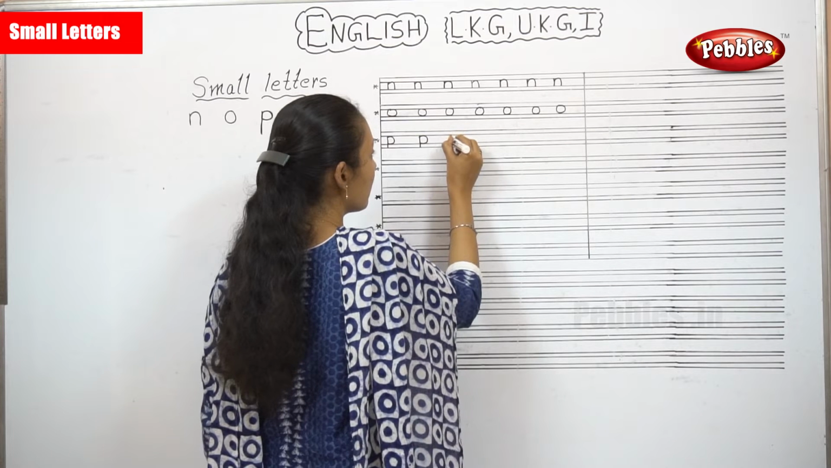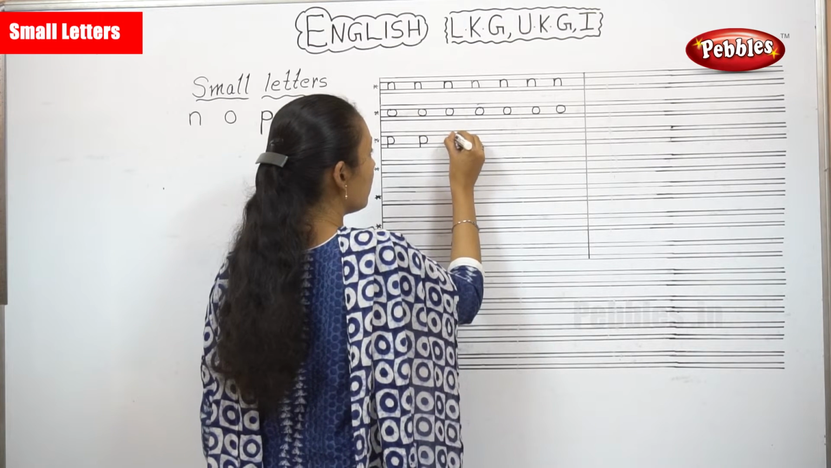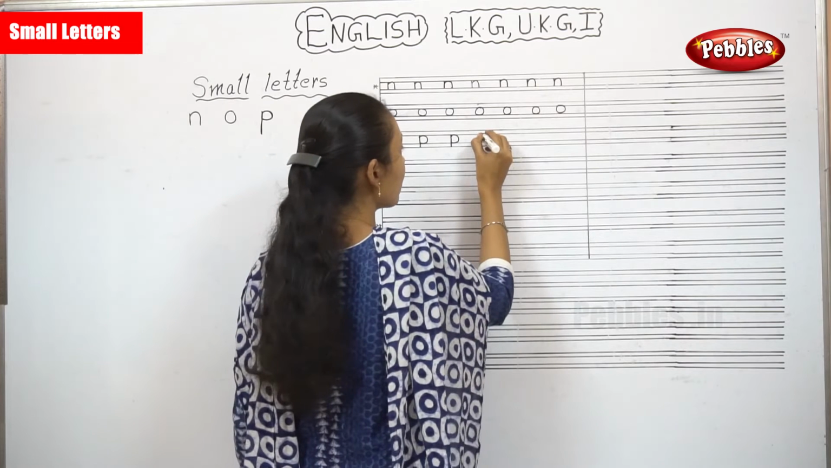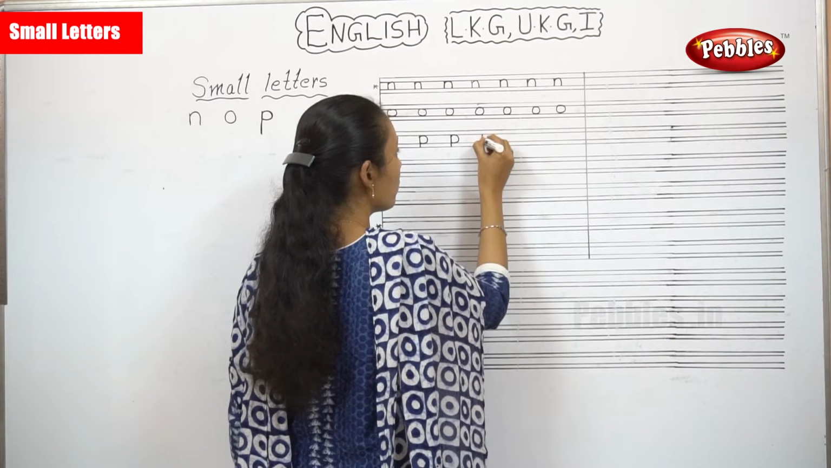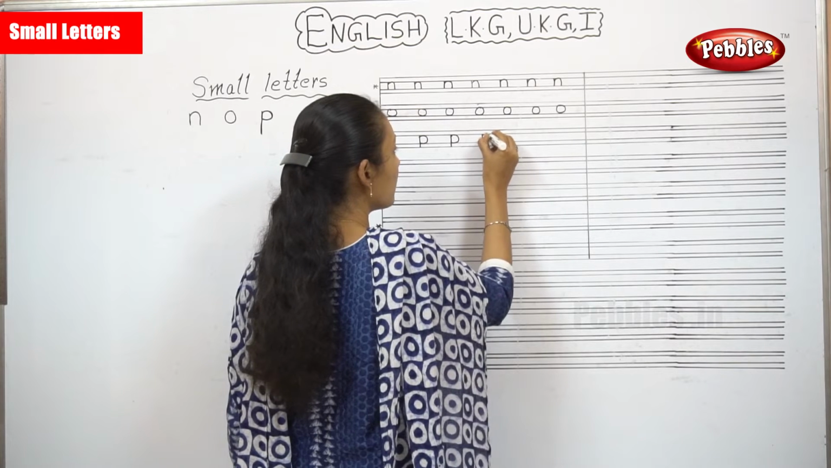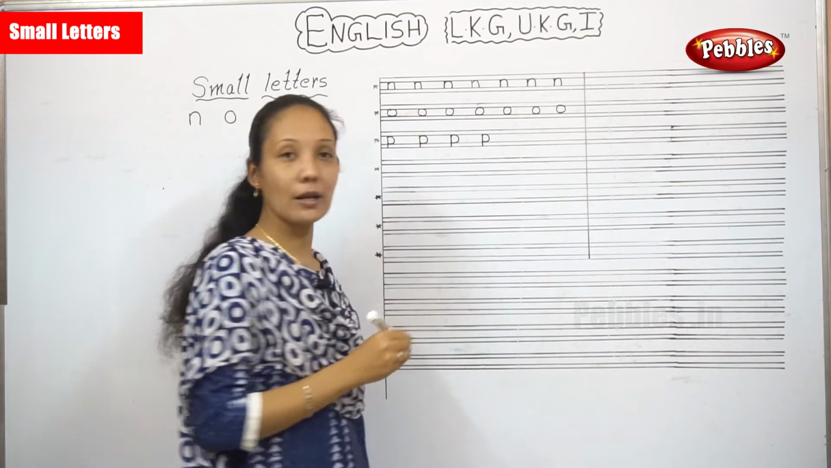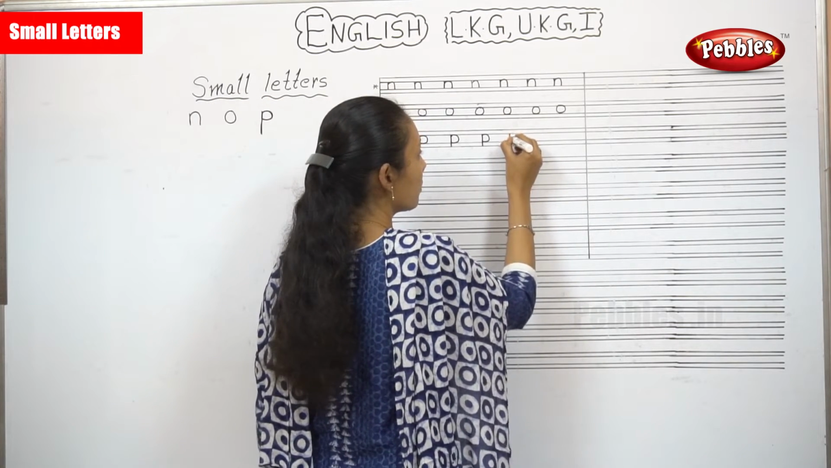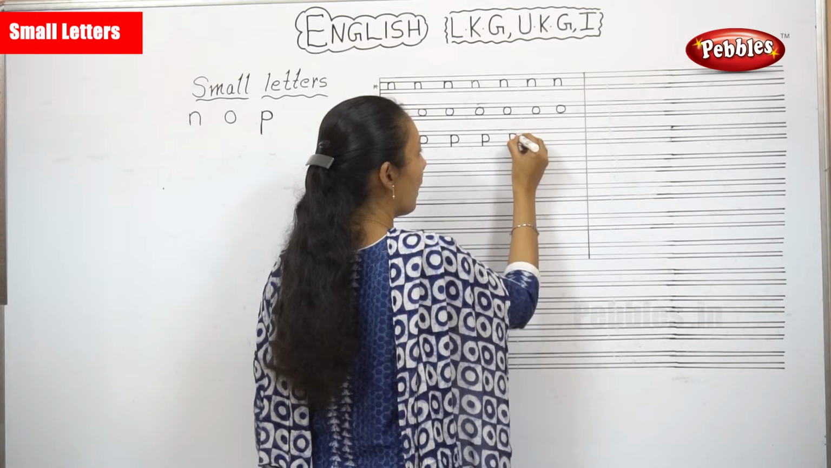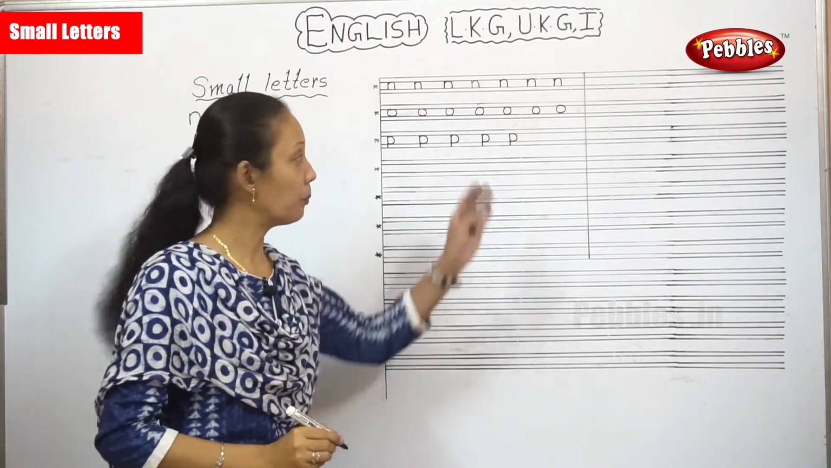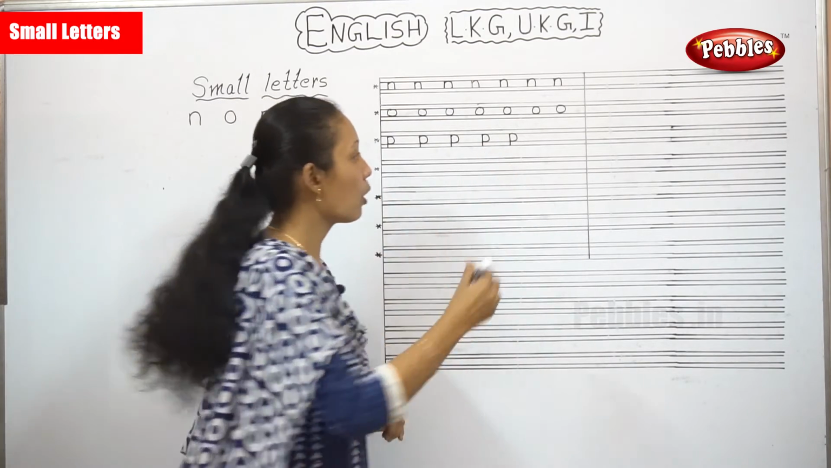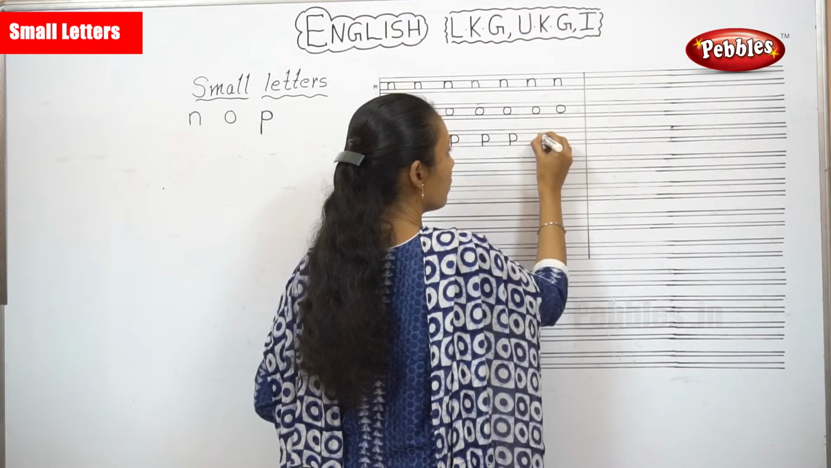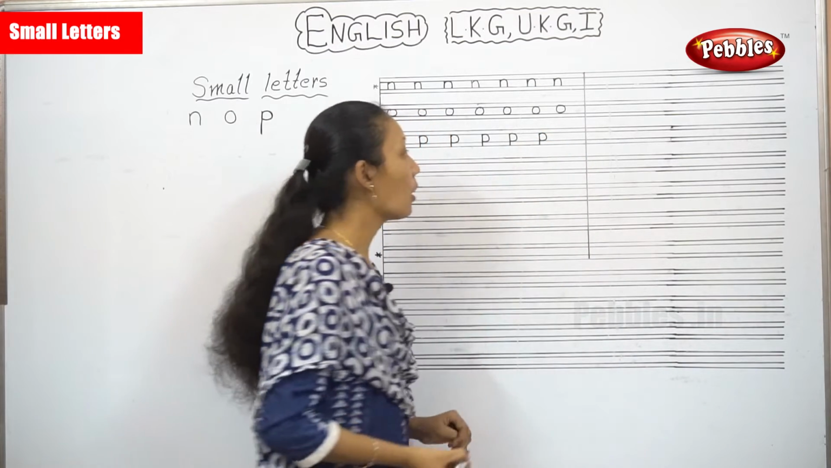Once again, second and third line, your curve will be inside the second and third line, small letter P. Your straight line goes down from your second line to your fourth line, and your curve inside the second and third line. So I show you once again. Do not touch the first line. Second and third line, and your curve, small letter P. Once more, your straight line and your curve, small letter P.